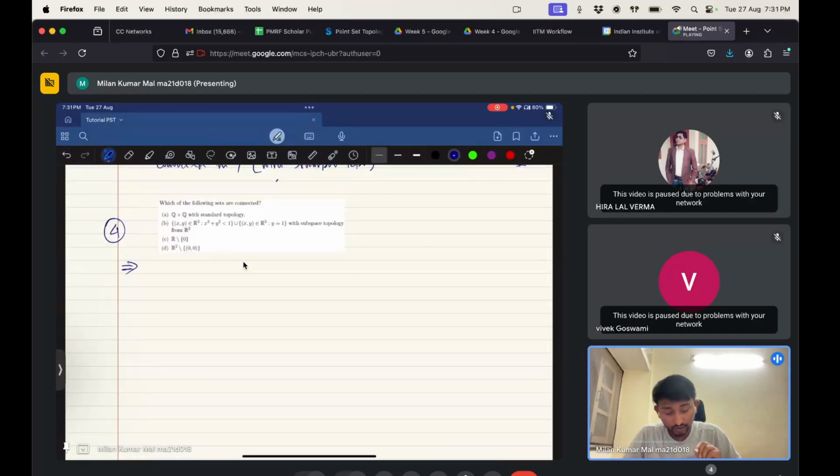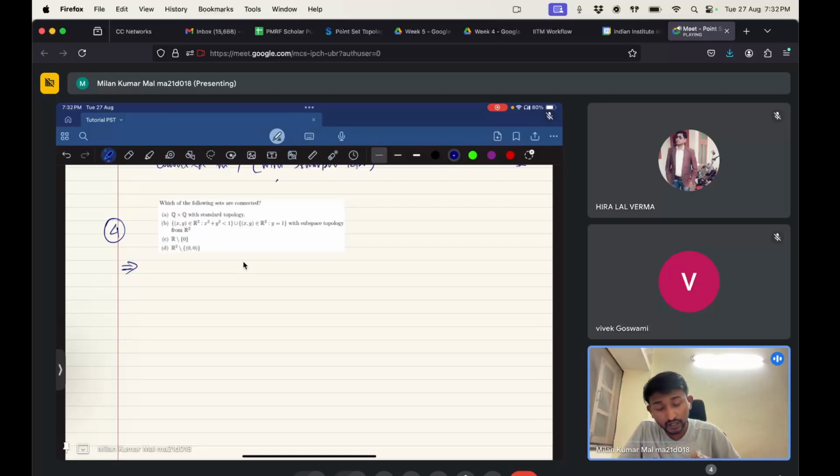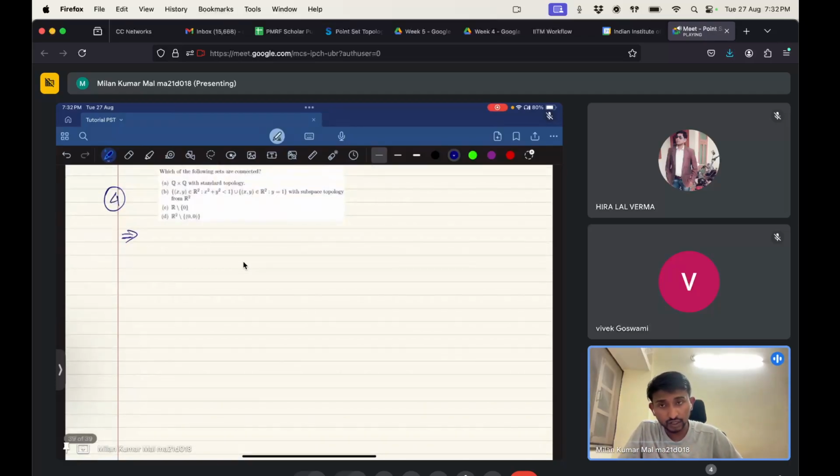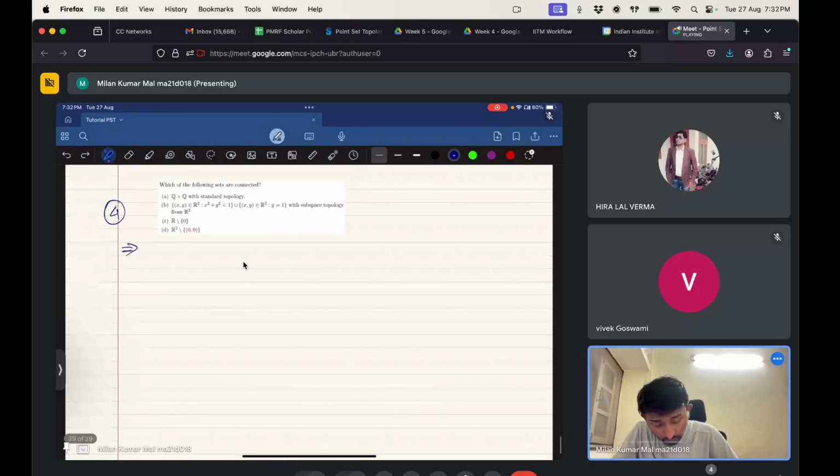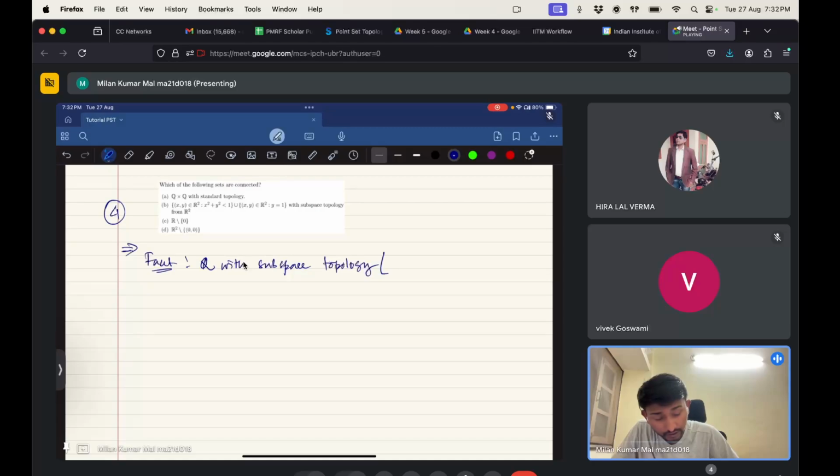Okay, so let's start with this. This is a very interesting question. I think a few years ago there was a question in the TIFR exam, whether Q cross Q is path connected or not, or whether Q cross Q is connected or not, something like that. That is obviously related to this portion. So the first fact is that Q, the rational numbers with the subspace topology, as a subset of R, is not connected, or disconnected, same thing.